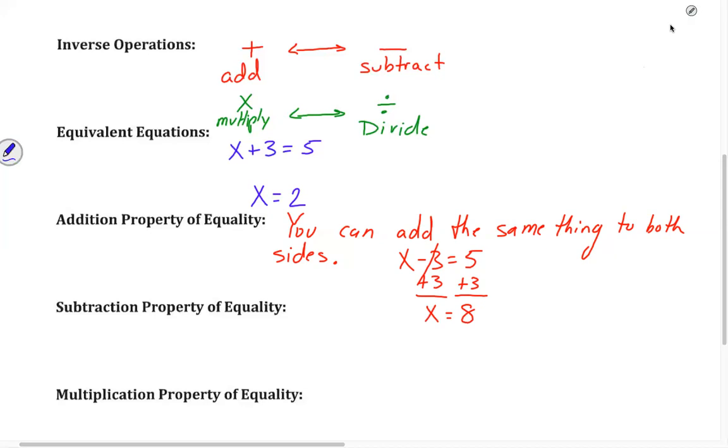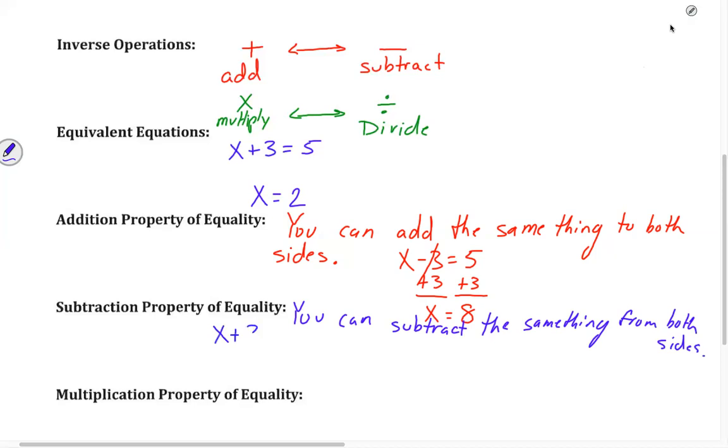Well, what about subtraction property of equality? Well, that says you can subtract the same thing from both sides. Let's look at our famous one, x plus 3 equals 5. If I subtract 3, I have plus 3 minus 3, they cancel, and I have x equals 5 minus 3, which is 2. And 2 plus 3 equals 5, so we know we did it right.